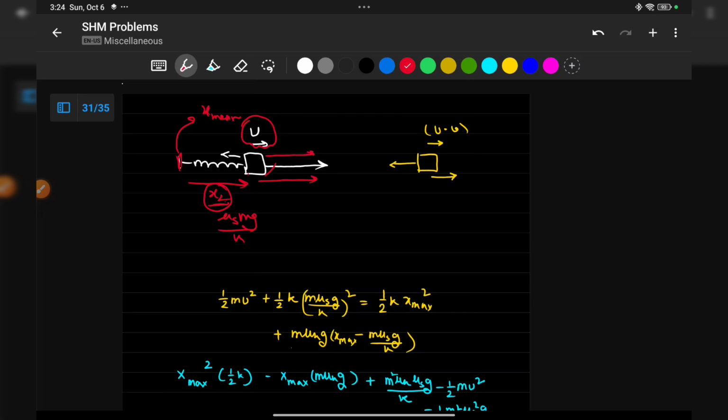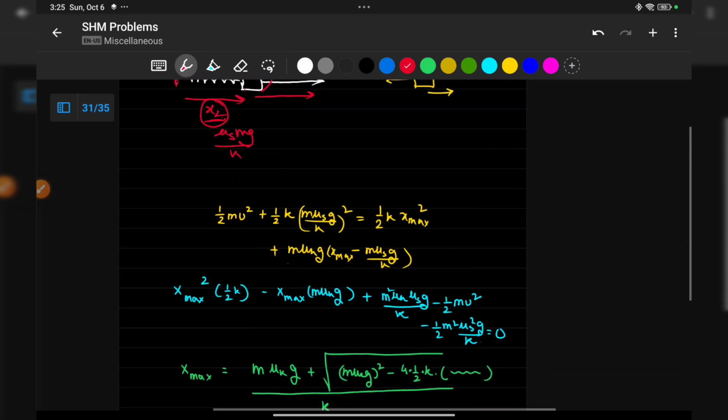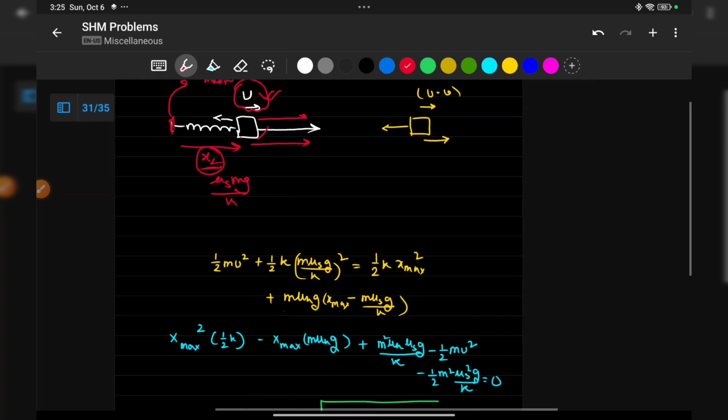So I can use the work energy theorem to find what the maximum deformation will be. So here the block is having (1/2)mu², right? The kinetic energy. So I can say the kinetic energy.